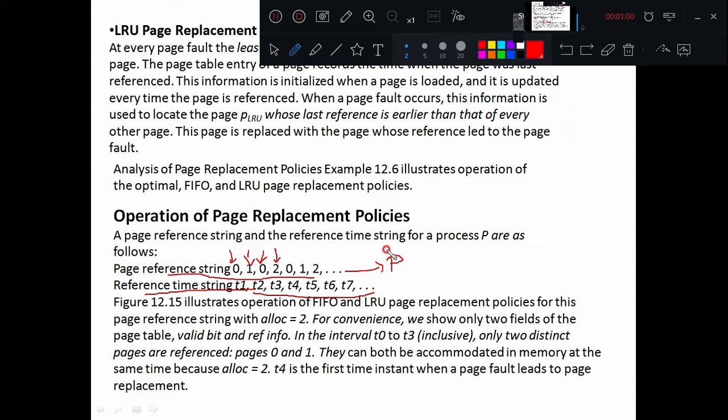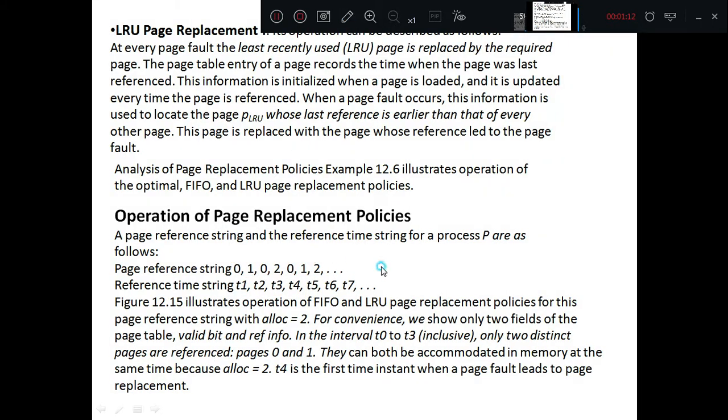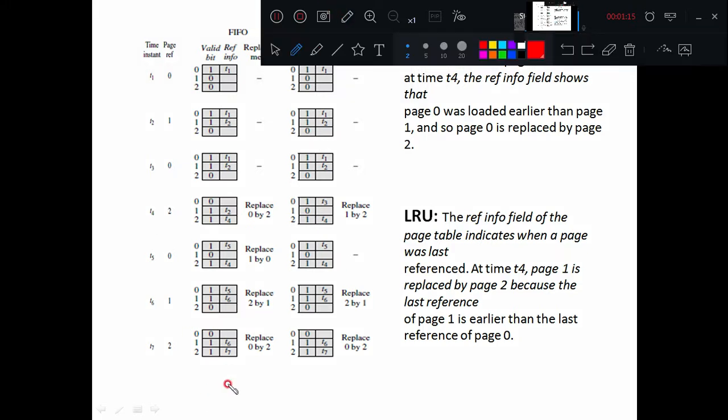Now 0 1 0, let me write these page reference strings in the next slide. 0 1 0 2 0 1 2, and so on, as it is there in this slide. These are the pages which we are going to reference.